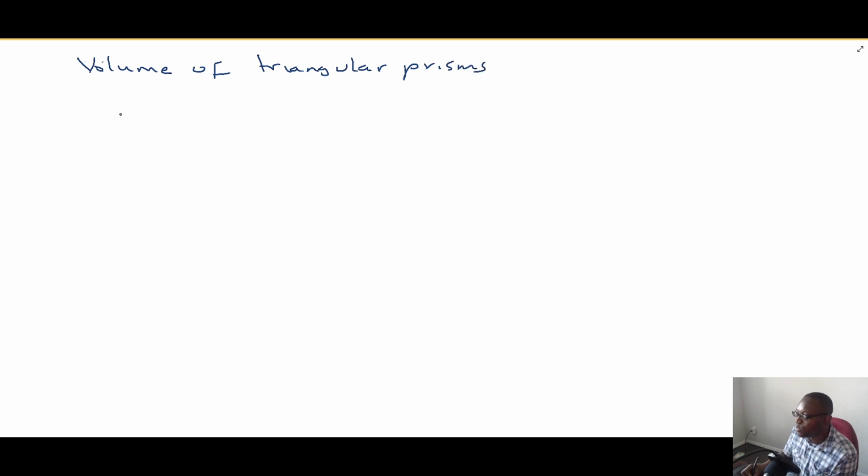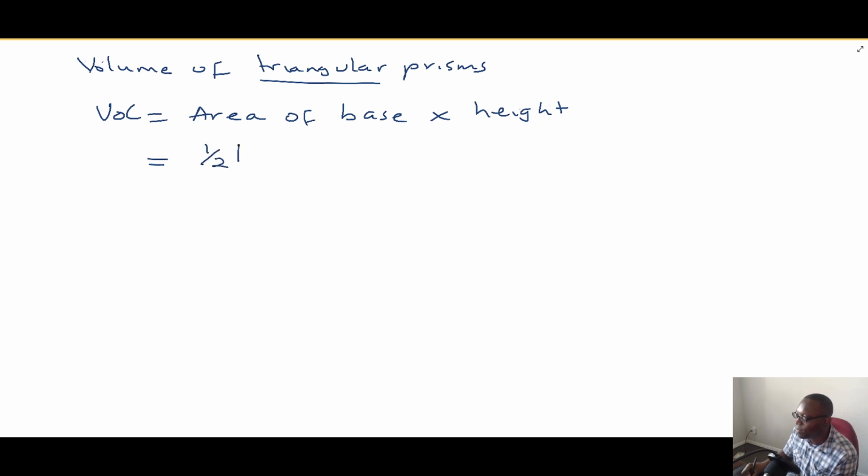So here's the rule for volume. The rule doesn't change. Volume is going to be area of base. And the reason why it's called a triangular prism is because the base is a triangle. So it's area of base multiplied by the height. So what is the area of a triangle? The area of a triangle is 1/2 the base multiplied by the height. And then we multiply this by the height of the prism.